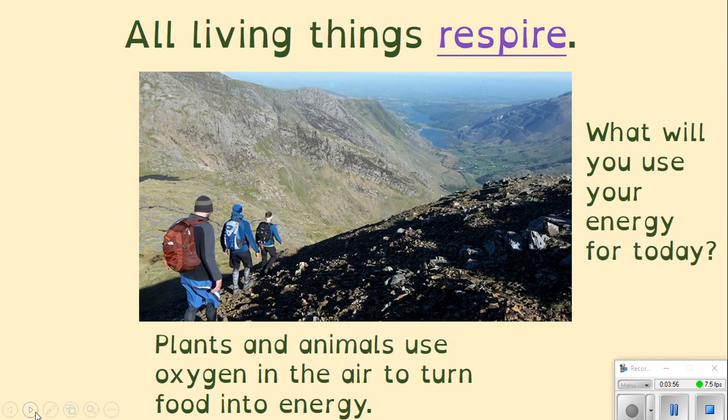The next thing that all living things need to do is respire. That is where plants and animals use oxygen in the air to turn food into energy. So we use the oxygen in the air to allow us to breathe so that we can move and use our energy. Plants use the oxygen in the air to turn it into food so that they can grow.